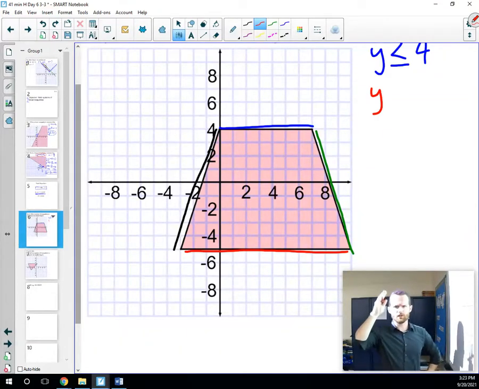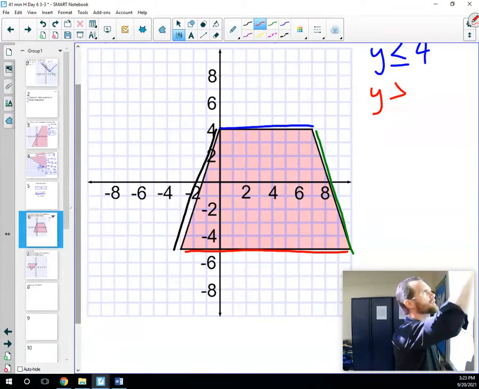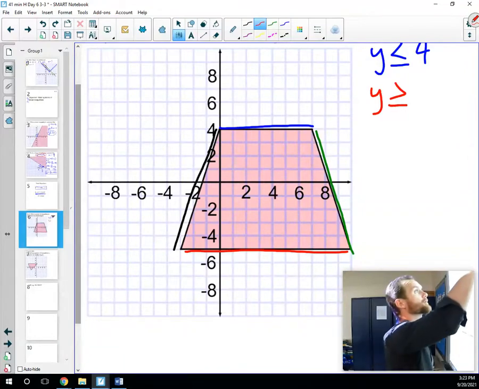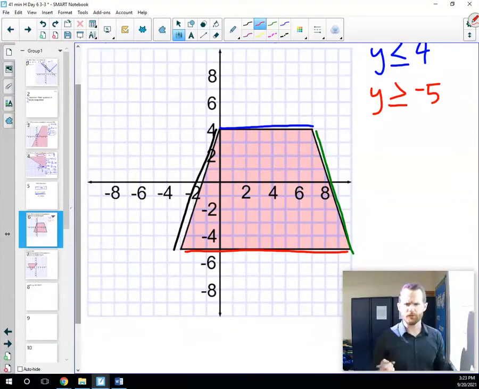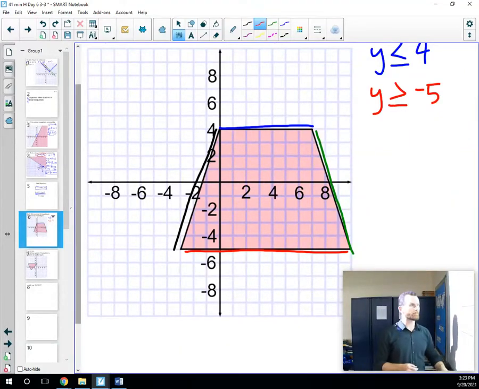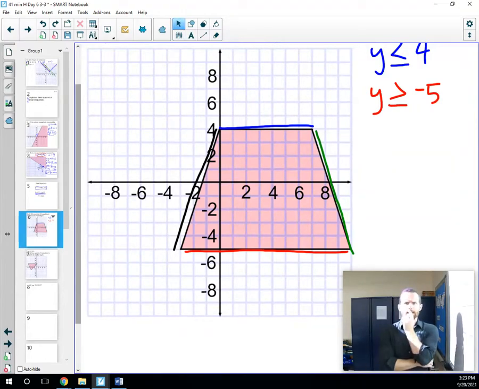It's above, so it's going to be greater than. It's a solid line, so it's greater than or equal to, and the number is -5. So greater than or equal to -5, and we're done with the red. So far, so good. Now the black or the green.